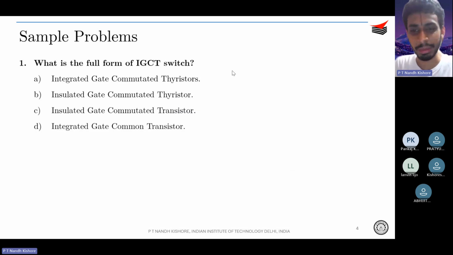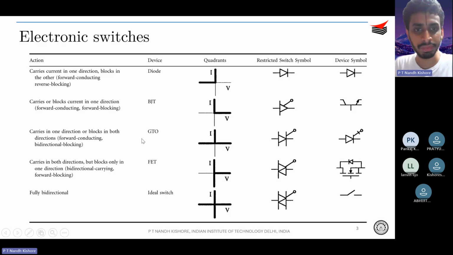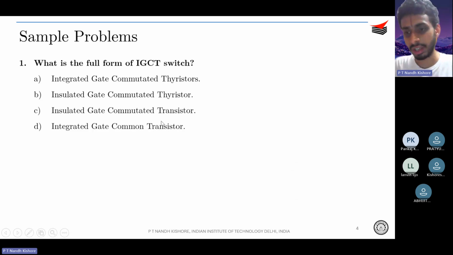So this is a pretty simple question. What is the full form of IGCT? So IGCT is basically integrated gate commutated thyristor, as you may be aware. IGCT is an improved version of GTOs. So in the previous slide, I was explaining to you about GTOs, how GTOs are an advanced version of SCRs, right? So in SCRs, you have only turn on control, right? And in GTOs, you have control over its turn on as well as turn off, right? So in IGCTs, you have the GTOs, with control over turn on and turn off. So what further improvement can we have?